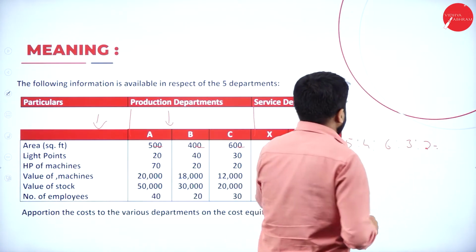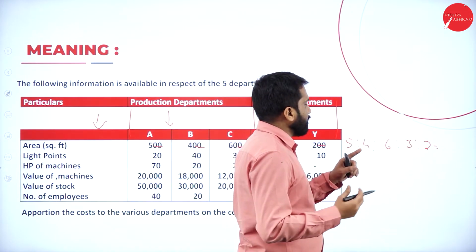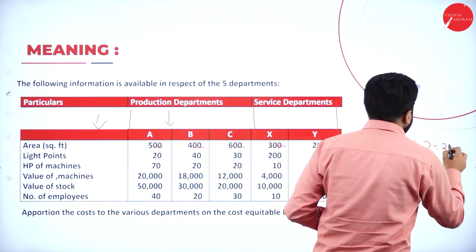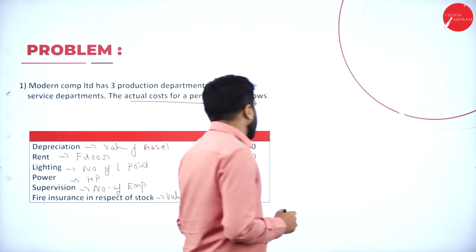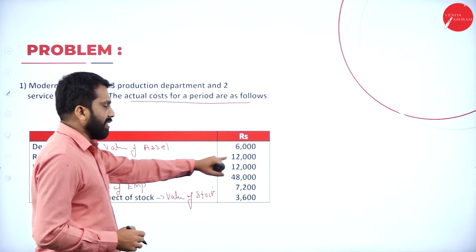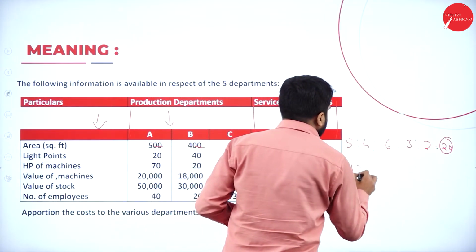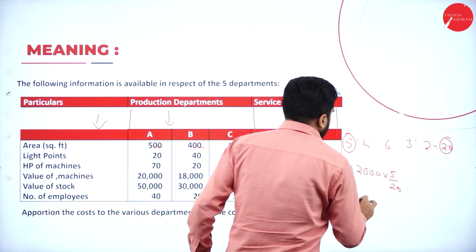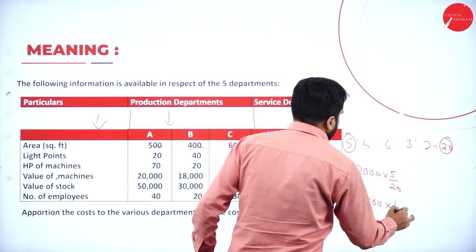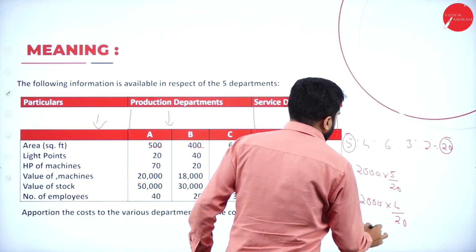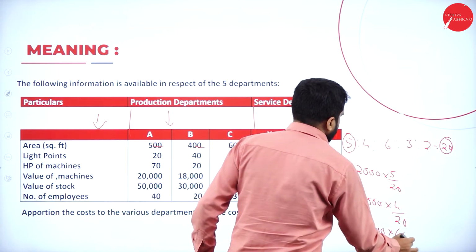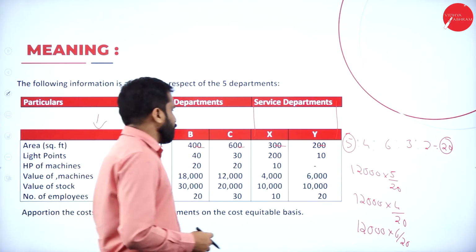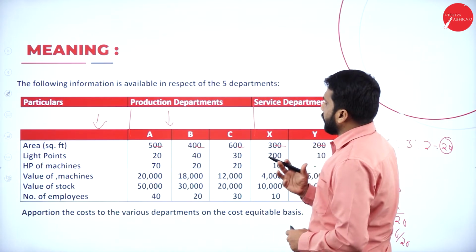Total is how much? 5 plus 4, 9. 9 plus 6, 15. 15 plus 3, 18, plus 2, it is 20. Your rent is how much? The rent is 12,000. Now, this 12,000 has to be multiplied by 5 by 20, 12,000 into 4 by 20, 12,000 into 6 by 20. Like this, you're supposed to do. Hope you're clear? Yes.